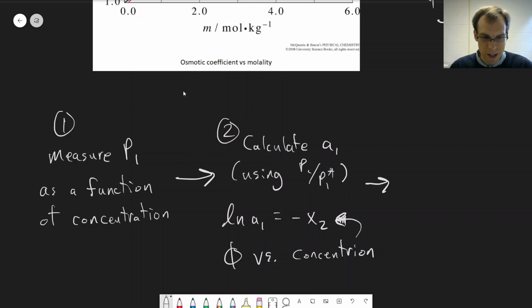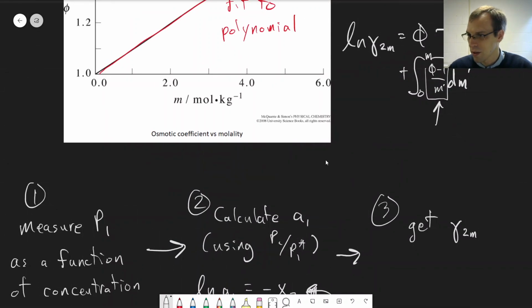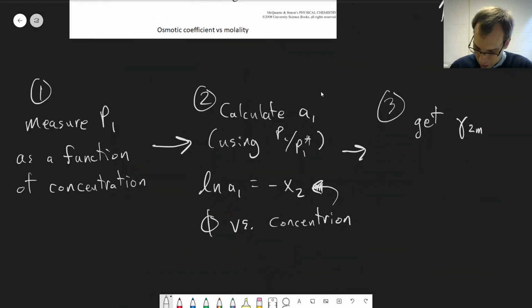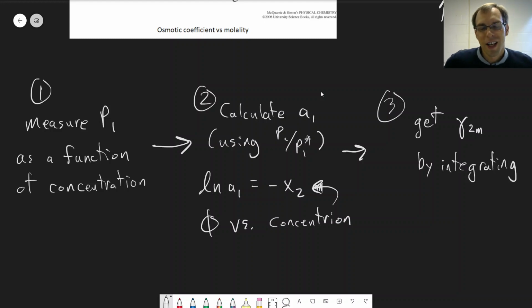Once we have phi versus concentration, step 3 is we can get the activity coefficients from the equation up here, by integrating that equation. So it's a roundabout process, but it allows you to account for the non-ideal behavior. And once one person has measured this at a particular temperature, nobody else has to do it. We can all just use the values that they got, and these are things that you can look up in a table.